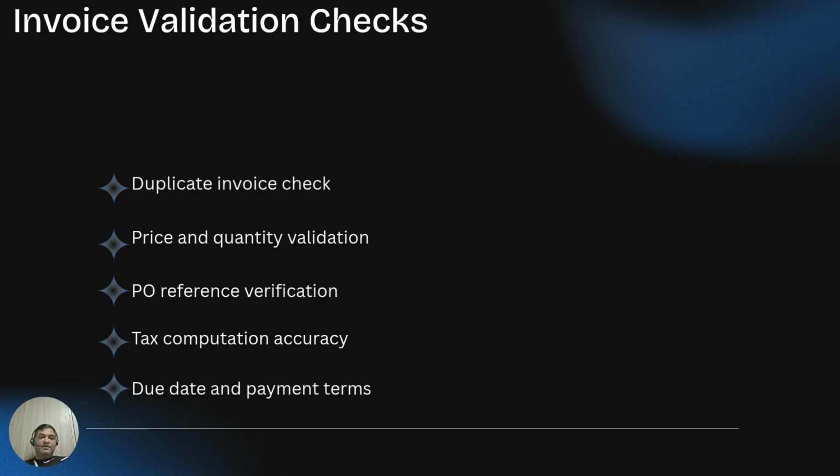And the fourth one is tax computation accuracy, which means you should clearly validate the percentage of tax that is being invoiced for. Then finally, due dates and payment terms. Due dates and payment terms are also very important. If you agree to a payment term like 30 days, the invoice should be due after 30 days. And if there is a mismatch, there are potential chances of you making the payment early.